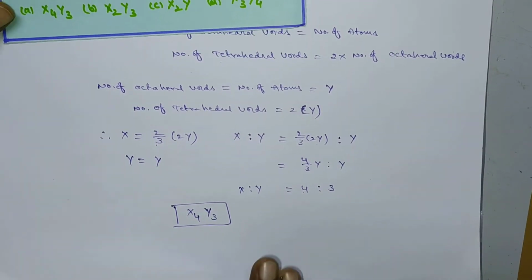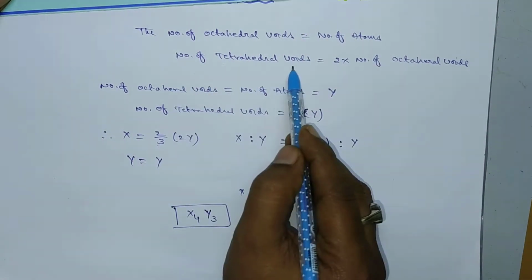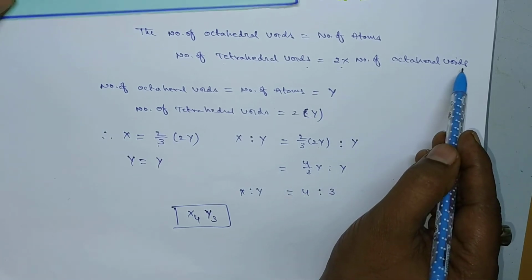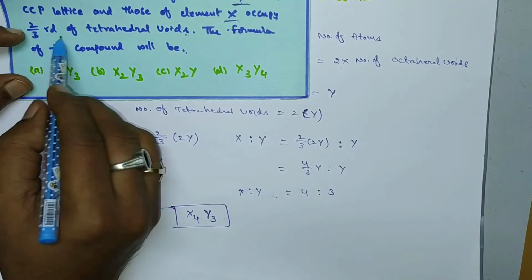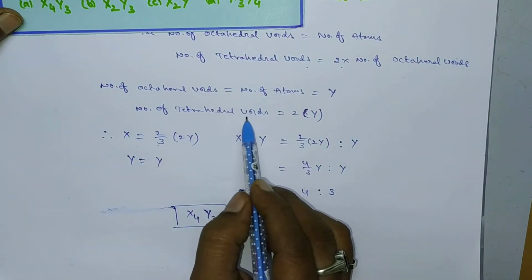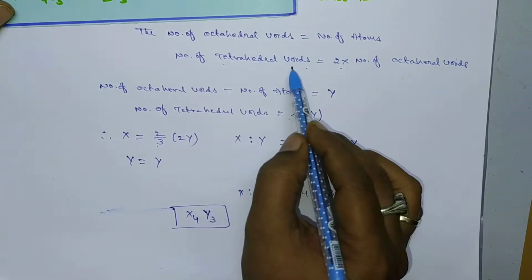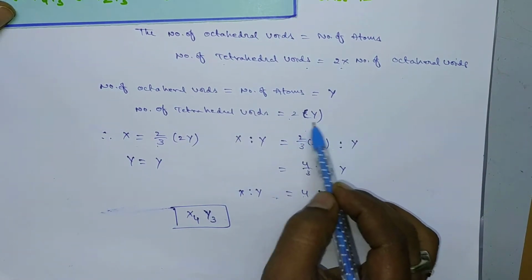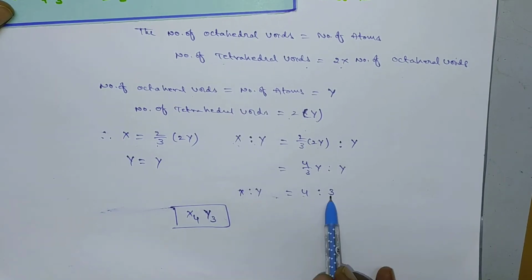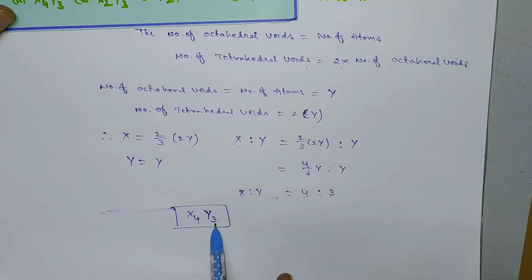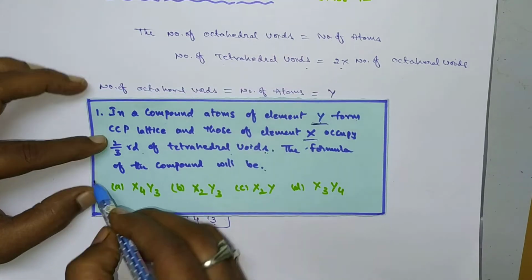Clear? In order to solve this type of problem, you have to remember these two points: the number of octahedral voids equals the number of atoms, and the number of tetrahedral voids equals 2 into the number of octahedral voids. Here Y forms cubic close packing and X occupies 2/3 of the tetrahedral voids. The number of tetrahedral voids is 2 into Y. We calculate the ratio of X and Y, which is 4 to 3. That's why X4Y3 is the formula of the crystal lattice. So the option is A.